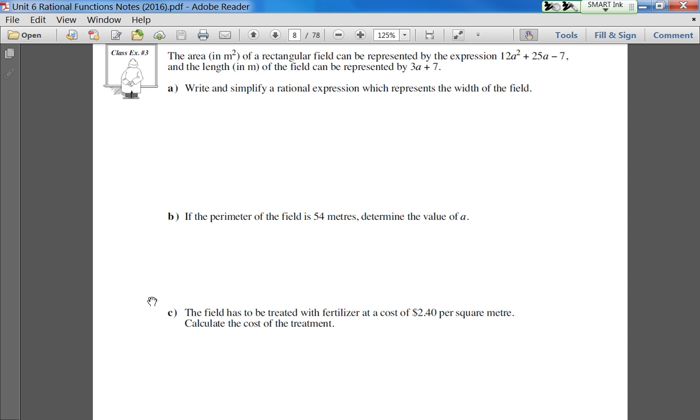Okay, so what do we got here? 12a squared plus 25a minus 7. Did they tell us one of the... Okay, so this is really easy. The length is 3a plus 7. So what's going to be the width? Now think. What's going to go in these blanks?